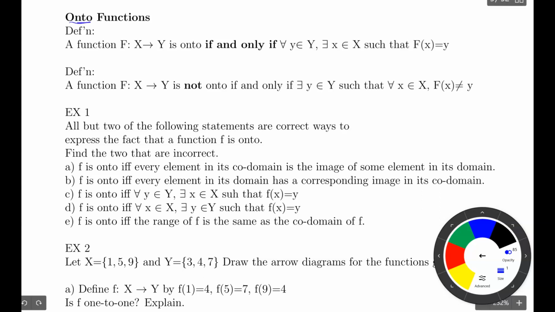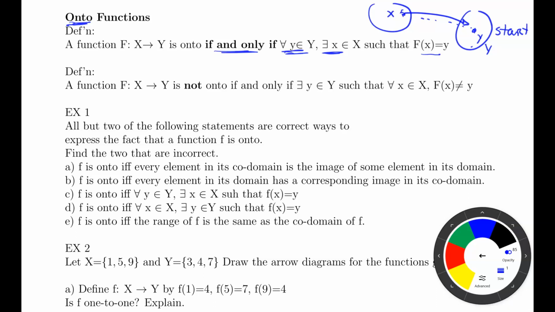Okay, so now we're going to move on to onto. So what does it mean to be onto? If and only if, for every y, there is an x such that f of x equals y. So again, you start here in the y's. So for every y, I can go back and find an x so that f of x equals y, right? So for every y, you start here, there is an x such that f of x equals y.